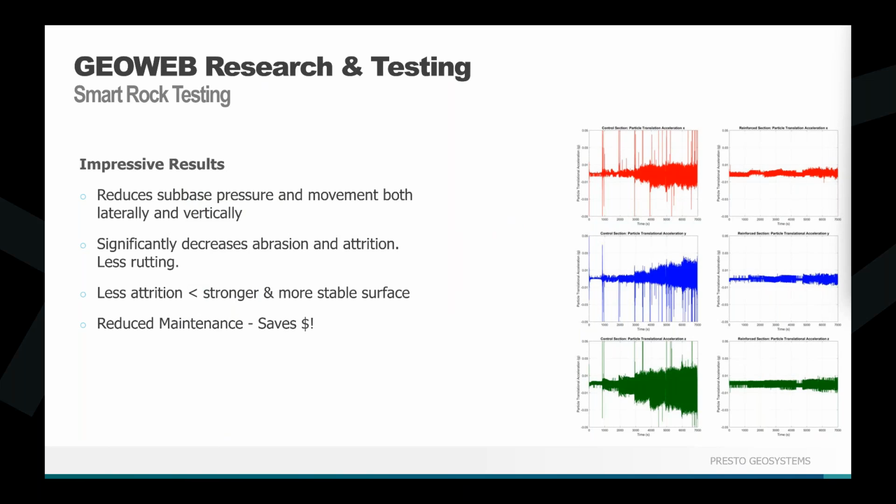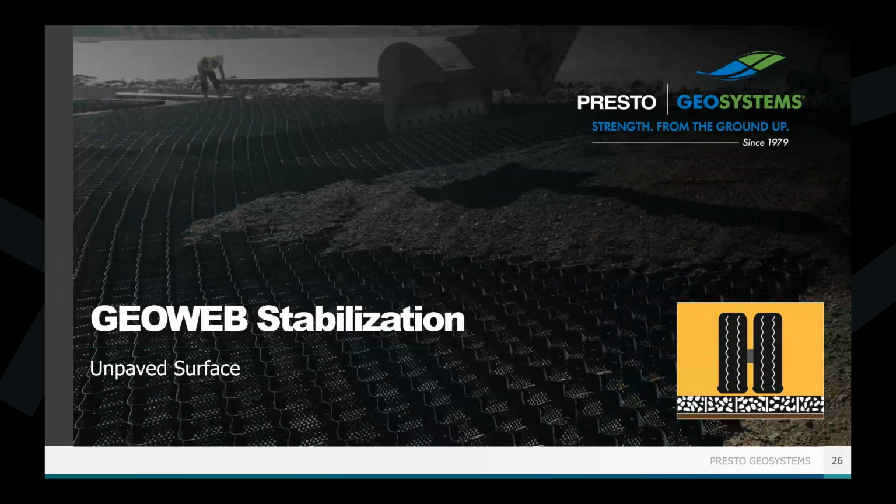So that's sort of the key. The GEOWEB system works, and it works by reducing your maintenance costs, so you know that you're going to have a roadway that lasts as long as you need it to. All right, so let's focus now on the GEOWEB system and providing base stabilization for your roadways. We're going to talk about project examples. People like to see these things happening in the real world. And we're going to start with unpaved surfaces, so basically aggregate surface roads.